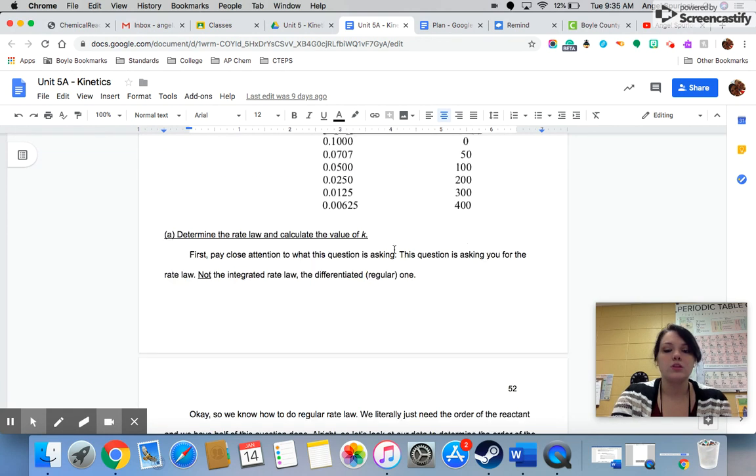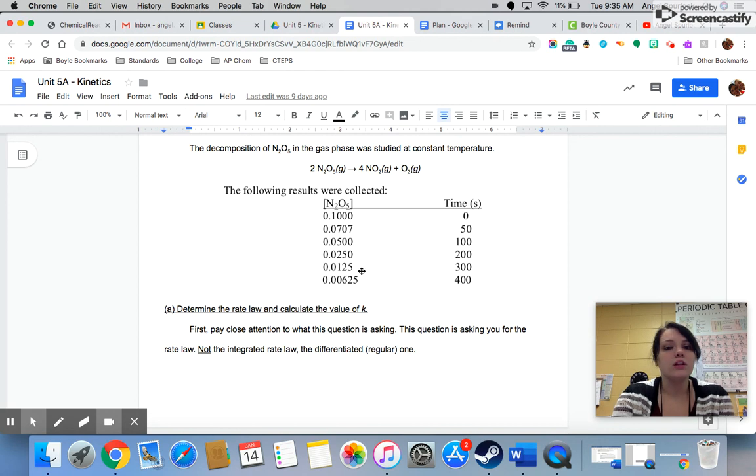So let's find out what the question's asking. Determine the rate law and calculate the value of K. Now, this is very important. They do not say determine the integrated rate law. They want regular rate law, okay? If they wanted integrated, they would say determine the integrated rate law, but they don't. They want regular rate law. But the problem is we're not given regular rate law information. We're given integrated rate law information. So what exactly are we supposed to do with that?